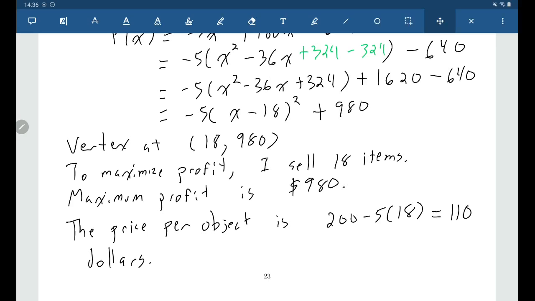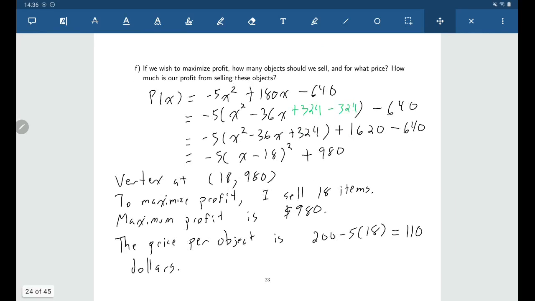So there we go. As it turns out, if we wanted to maximize our profit, we'll need to raise our price a little bit. If we were just interested in revenue, it was $100 each. Now we'll charge $110 each. But because of our costs, we're making a little bit less. We wind up with a profit of $980.